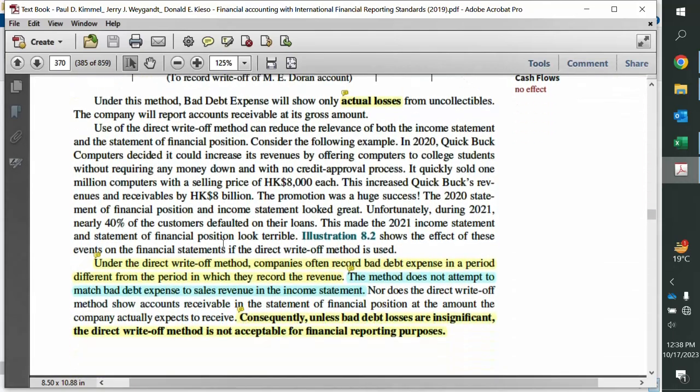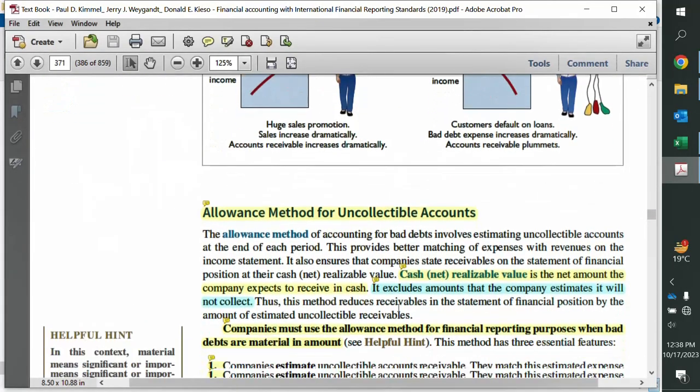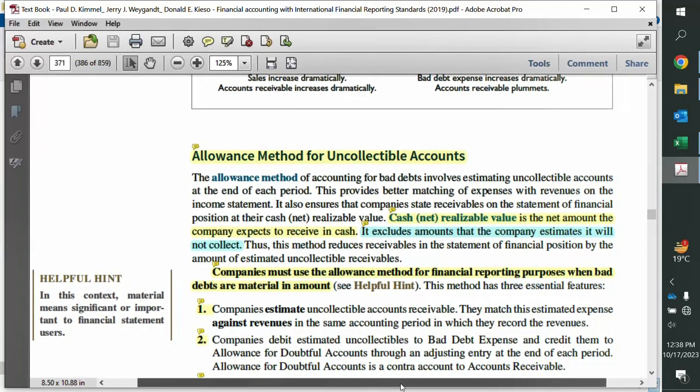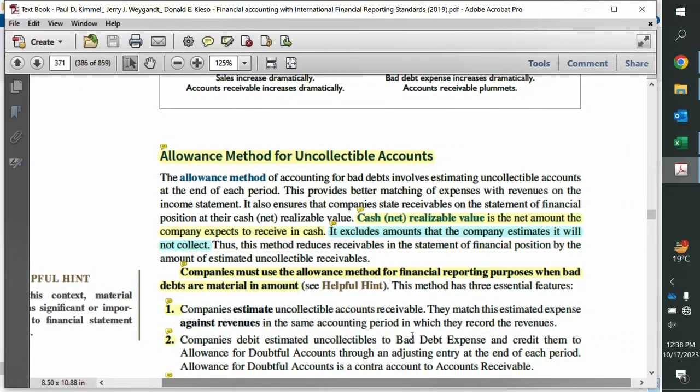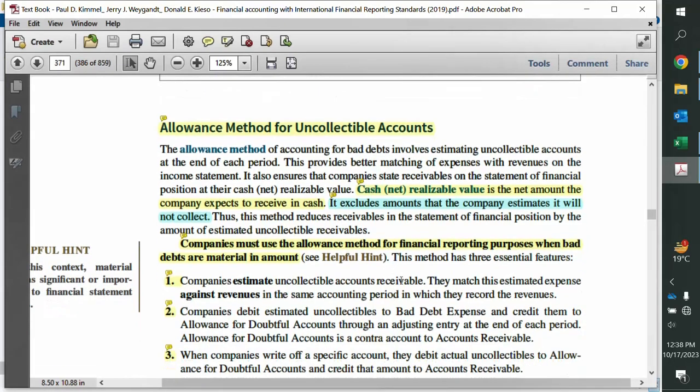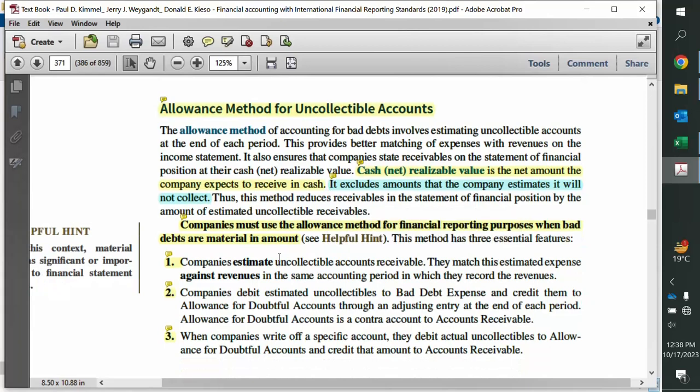Then we discussed the allowance method, which is allowed under the IFRS, whereas the direct write-off method is not allowed unless the losses are insignificant. So in the allowance method, we say that we have to estimate. So how do we estimate? We have to estimate the cash net realizable value of our account receivable. It means that if my total account receivable is 1 lakh, the net realizable value is the amount that I estimate will be collected against 1 lakh, maybe 95,000. So it excludes the amount that the company estimates it will not collect, right?